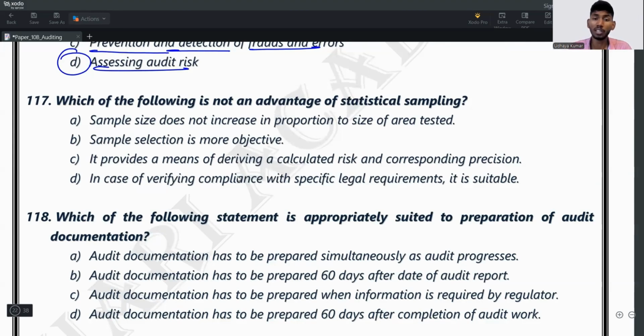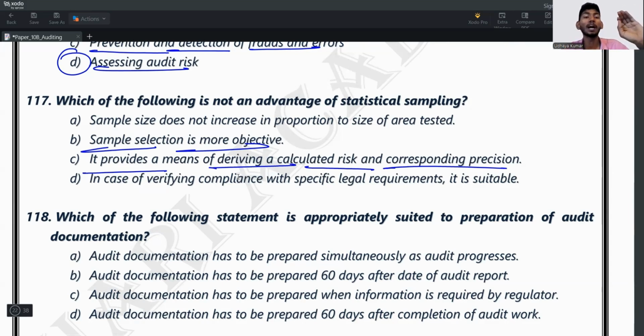Sample selection is more objective. That is also right. It is an advantage. It provides a means of deriving a calculated risk and corresponding precision. It is also a right option because it provides a means of deriving a calculated risk with corresponding precision, which means statistical sampling allows the auditor to quantify the risk associated with their sample and provides a level of precision in their findings. But look at option D. In case of verifying compliance with specific legal requirements, it is suitable. How come? It is not an advantage, right? So option D is the right option.